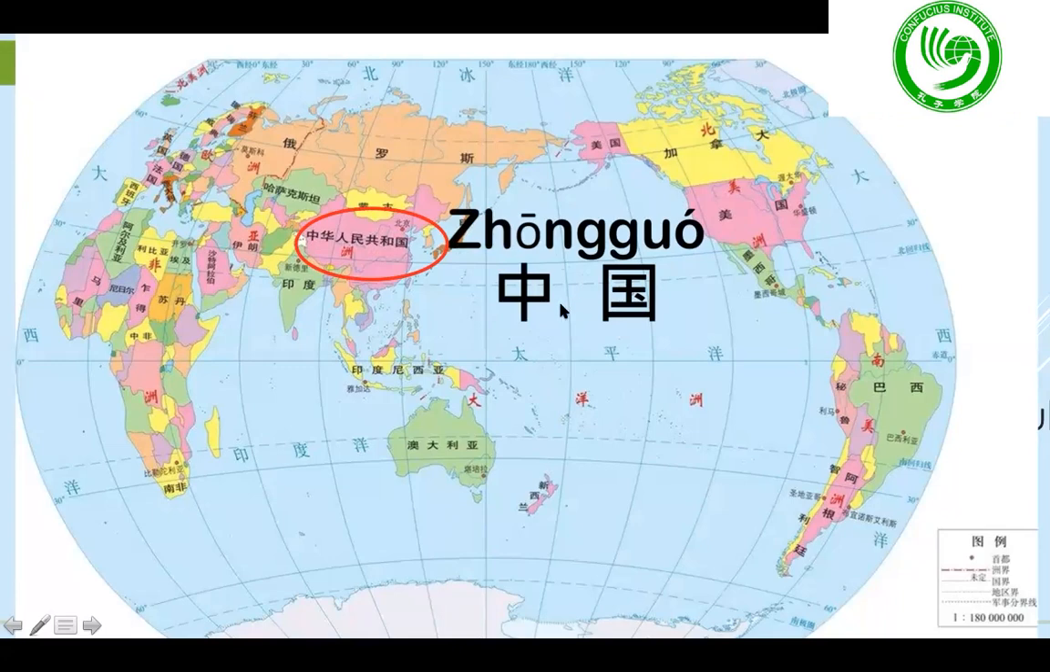Where's the capital of China? It is here. It is 北京. Beijing is the capital of 中国. Anything else that you know about China? Maybe you have heard about panda, 熊猫, or 太极, or 功夫. Now we are going to learn some Chinese language.